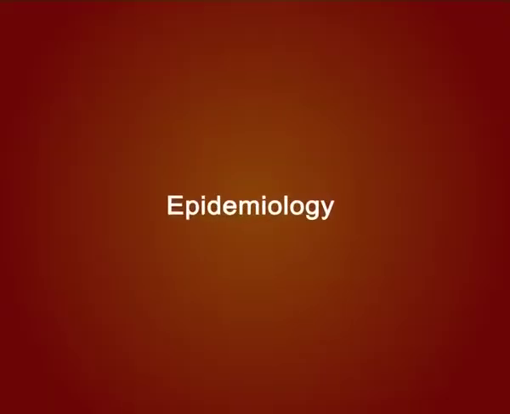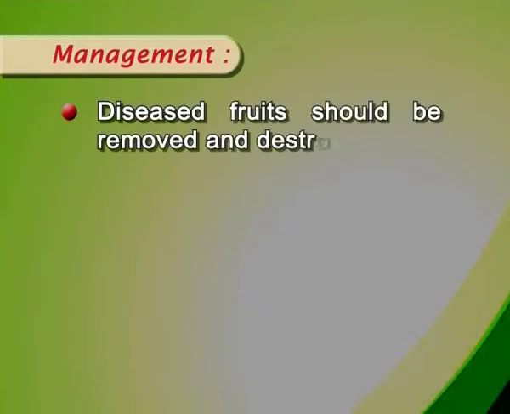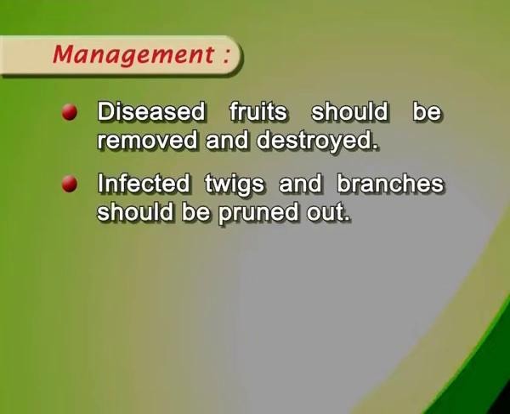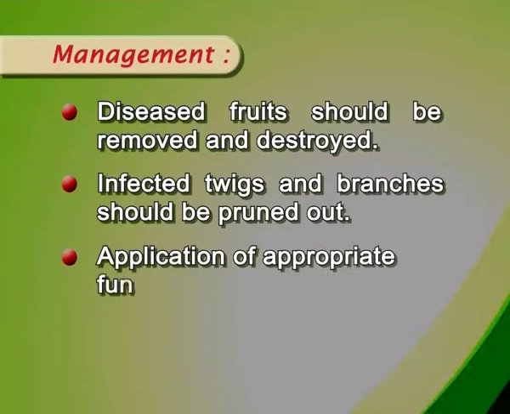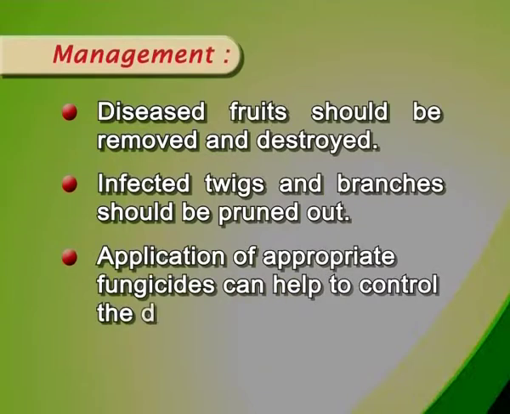Now coming to the epidemiology of the disease. Disease emergence is favored by rainfall and water saturated soil. Management of the disease. Diseased fruits should be removed and destroyed. Infected twigs and branches should be pruned out. Application of appropriate fungicide can help to control the disease.